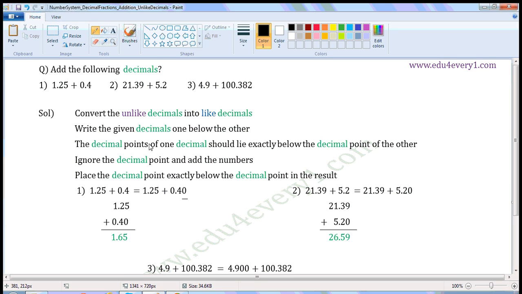Add the following decimals. First sum: 1.25 plus 0.4. These are unlike decimals, so convert them into like decimals and add. Here there are two decimal places. Here there is one decimal place. So put 0 to the right of 4 so that it becomes a decimal with two decimal places. So we can write this as 1.25 plus 0.40.